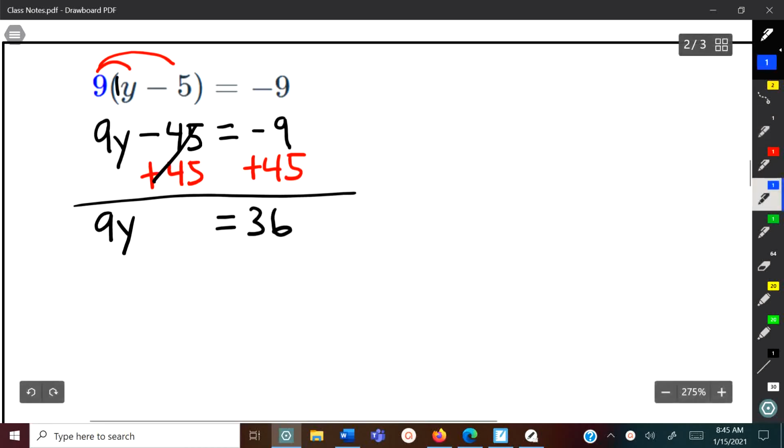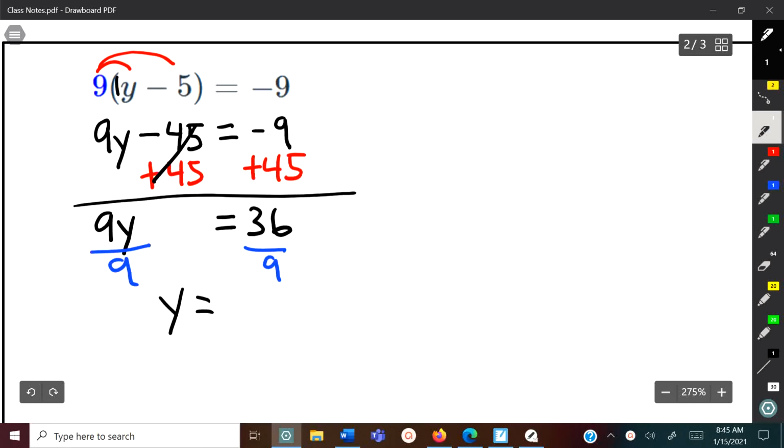Now my last step, continue to isolate the y. We're going to divide by 9 on both sides. And that leaves y is equal to 36 divided by 9, which is 4.